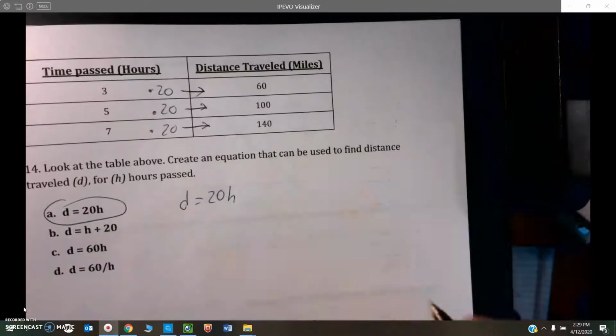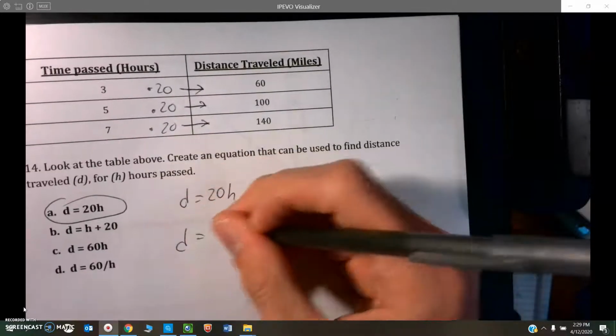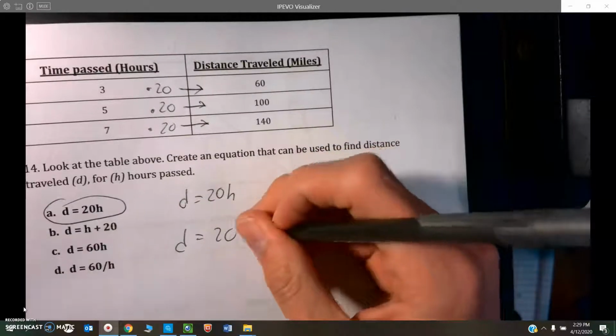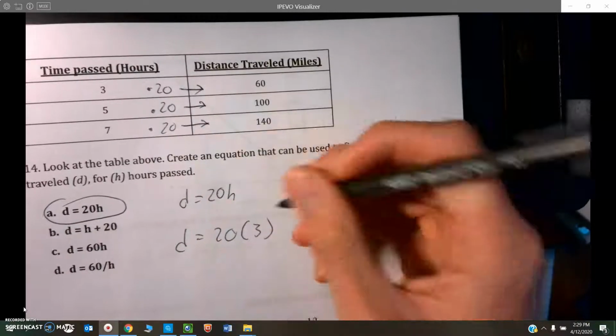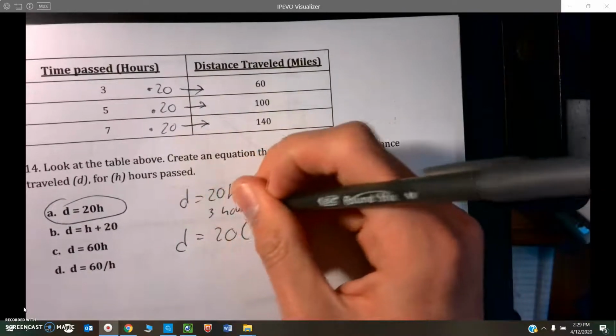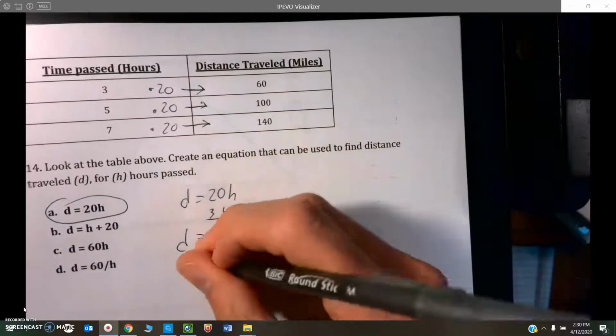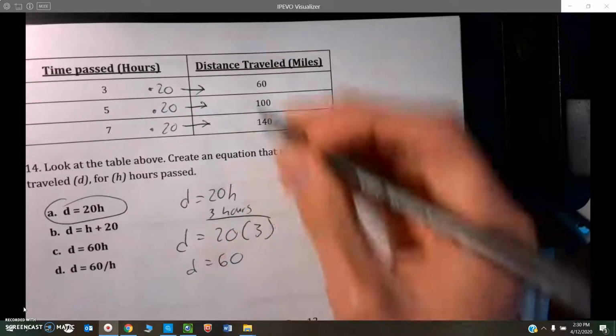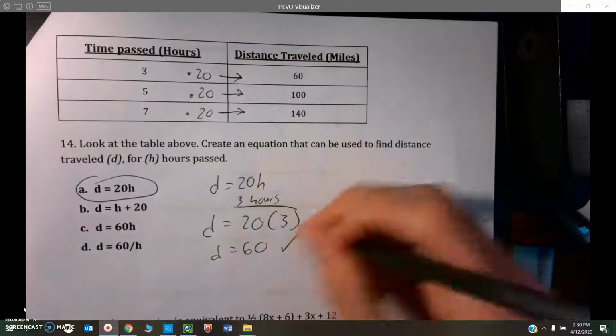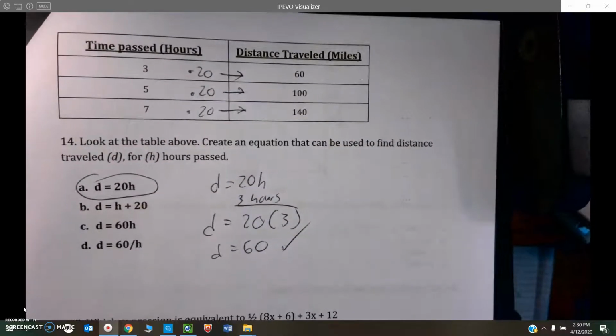And then if we wanted to substitute to check our work, so what is the distance in 3 hours? So I'm going to substitute in 3 for H, and I get 60, which is exactly what the table tells me. So I know that that one is correct.